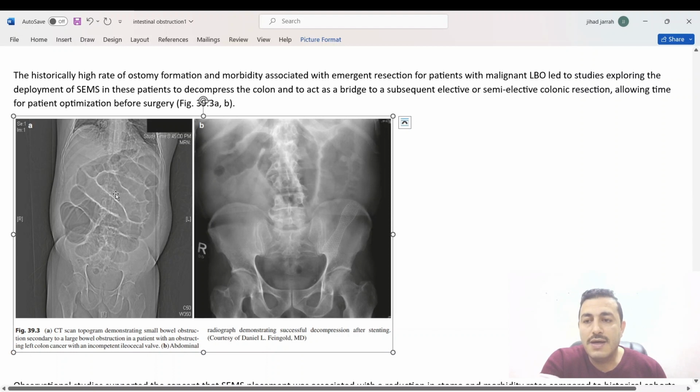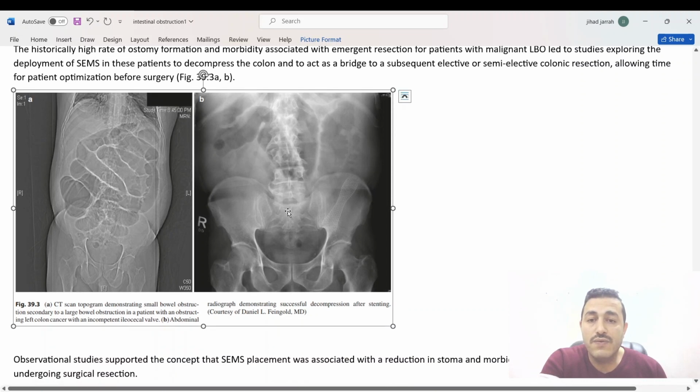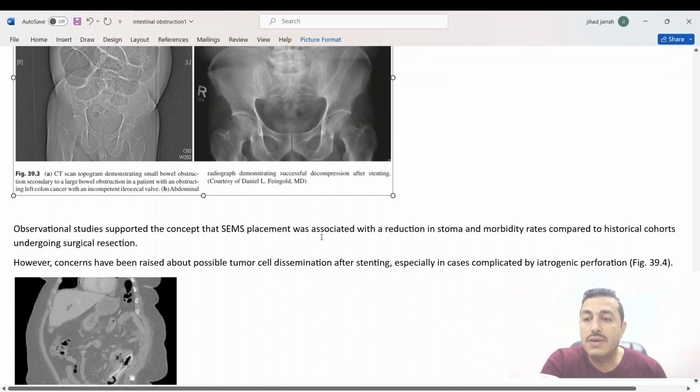Here you can see the intestinal obstruction. Here we also have small bowel obstruction. It's large bowel obstruction that progressed to secondary small bowel obstruction, and you can see here it's relieved after inserting the stent. Can you figure out where the stent is? Yes, it's here.